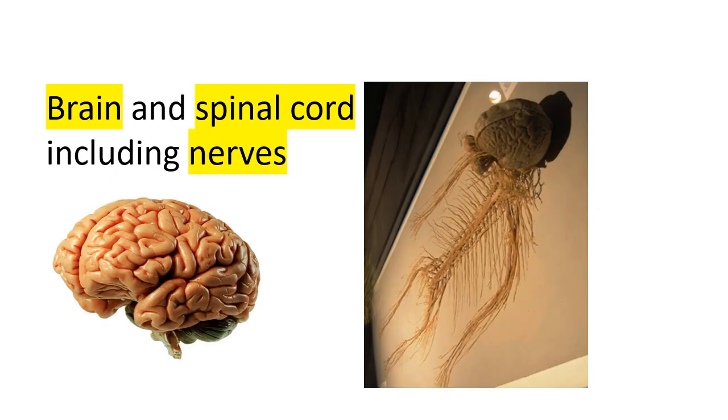So here we have pictures of the two most important parts of the nervous system. We have the brain on the left and the spinal cord, including the nerves. So if you remember when we made our model of the nervous system, we had string to represent the nerves, and we had messages, letters from the brain to different body parts, and also from different body parts back to the brain.